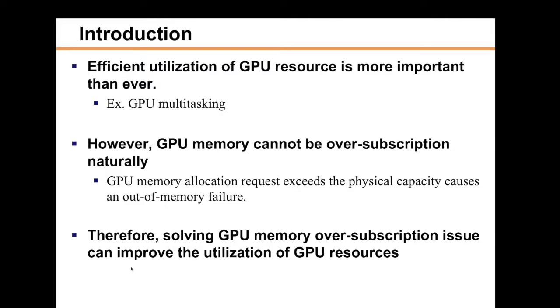GPU multitasking is a good solution to improve resource utilization because a single workload usually may not use up all the resources. However, since GPU memory cannot be oversubscribed, it potentially decreases the possibility of running multiple applications on the GPU, because exceeding the GPU physical capacity will cause an out-of-memory failure. Therefore, solving the GPU memory oversubscription issue can improve the utilization of GPU resources.